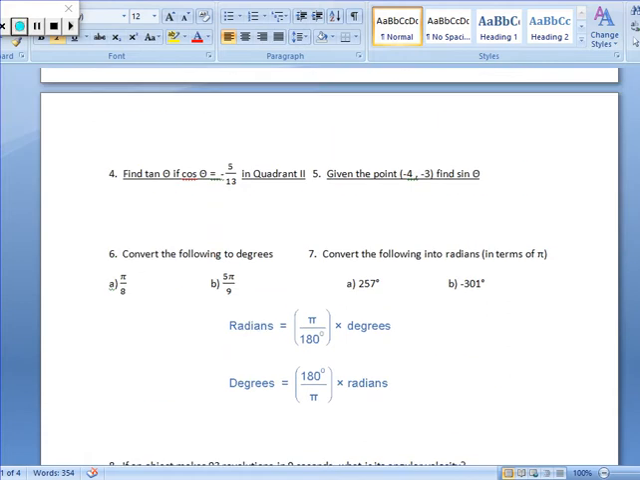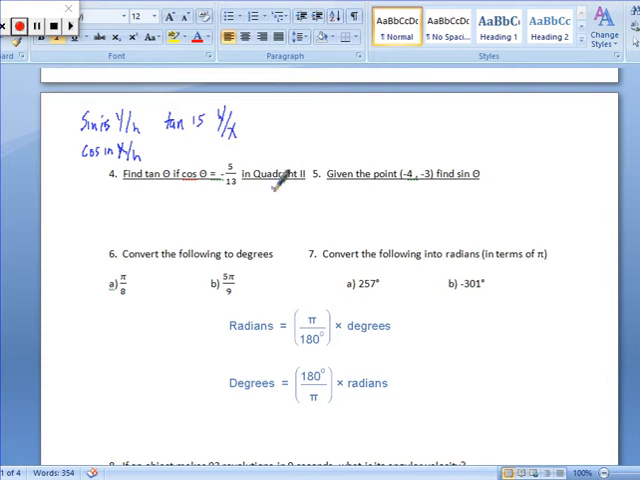To find tangent, if cosine is equal to this, I taught using this little acronym, something you just have to remember. Sine is y over the hypotenuse. Cosine is x over the hypotenuse. So sine is y, cosine is x, and tangent is the mix. So tangent is y over x. So I want y and x.